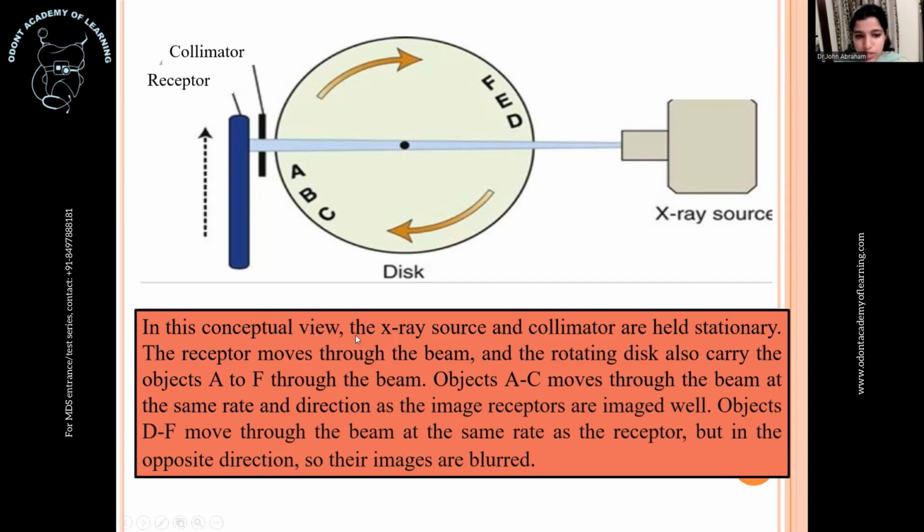In this conceptual view, the X-ray source and the collimator are held stationary. The receptor moves through the beam and the rotating disc also carries the objects A to F through the beam. Objects A to C move through the beam at the same rate and direction as the image receptor. They'll be imaged well. And the objects D to F move through the beam at the same rate as the receptor, but in the opposite direction. Those images will be blurred.